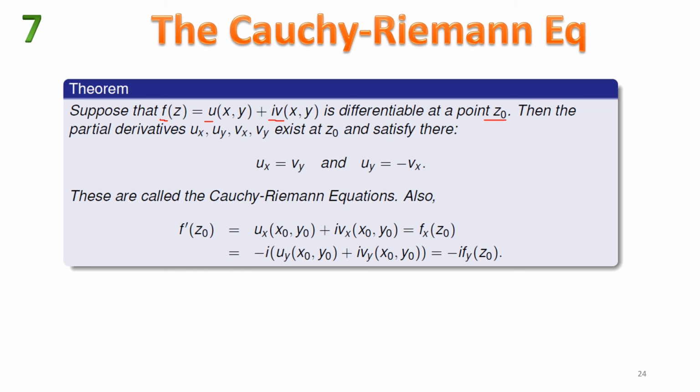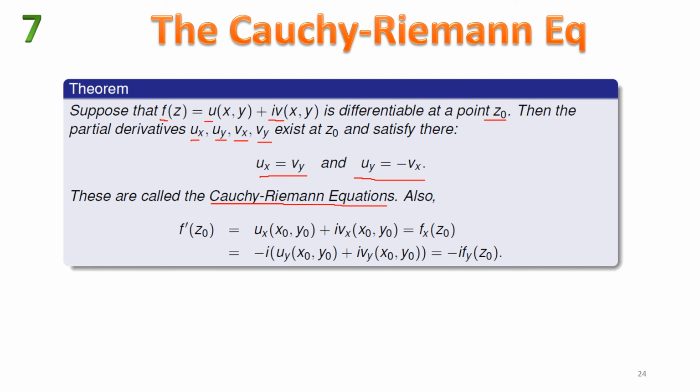Then the partial derivatives ux, uy, vx, vy exist at z0 and satisfy ux is equal to vy and uy is equal to minus vx. This is called the Cauchy-Riemann equations.